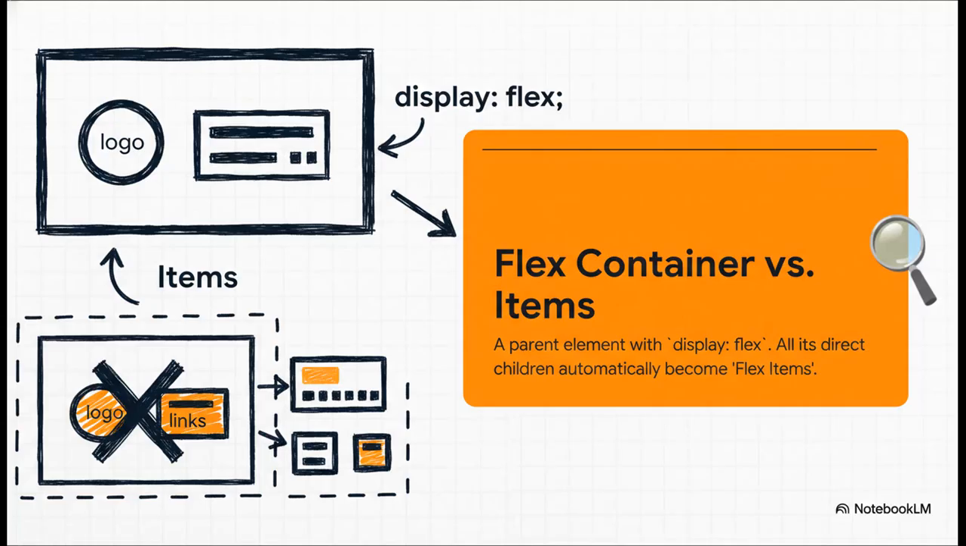Okay, the very first thing you need to get is this super simple parent-child relationship. You just pick a parent element, let's say our nav tag, and you give it one command, display flex. That's it. Instantly, that nav becomes a flex container, and all of its direct children, like a logo or a list of links, become flex items. Now, it's really important to remember this only affects the direct children, not the grandchildren. It's a simple distinction, but it's a powerful one.